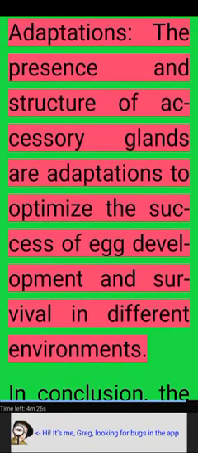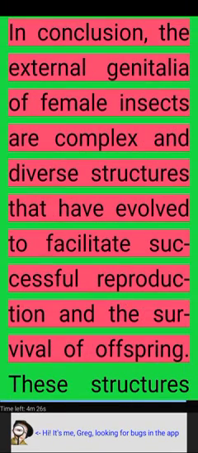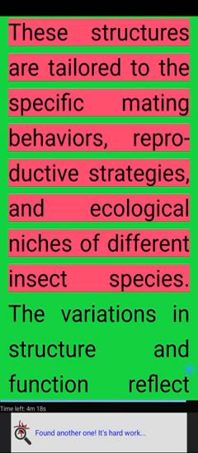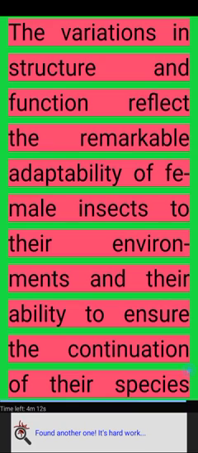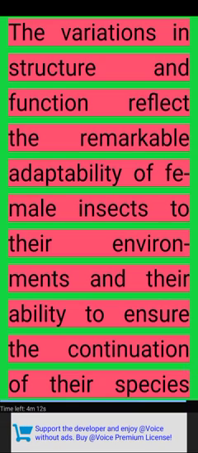In conclusion, the external genitalia of female insects are complex and diverse structures that have evolved to facilitate successful reproduction and the survival of offspring. These structures are tailored to the specific mating behaviors, reproductive strategies, and ecological niches of different insect species. The variations in structure and function reflect the remarkable adaptability of female insects to their environments and their ability to ensure the continuation of their species through effective egg laying, fertilization, and egg development.